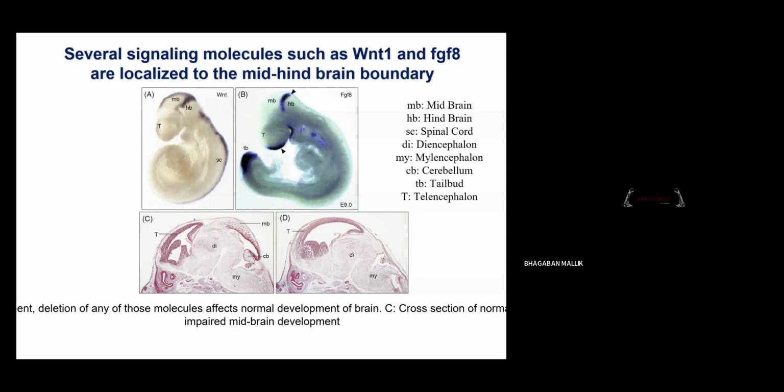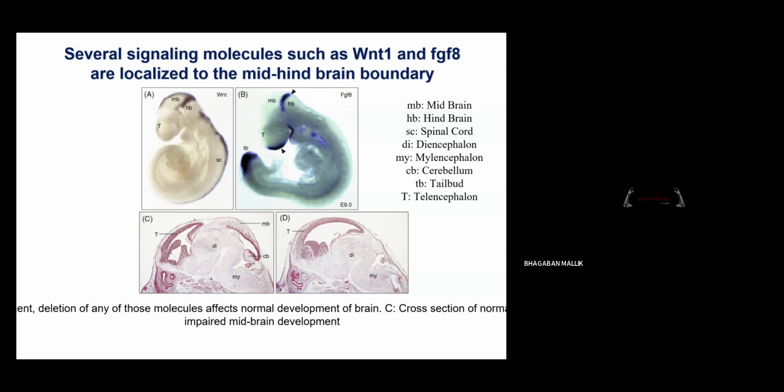So here, when you have loss of Wnt1 in the organizing center, you can see that this is the normal mouse embryo. You have diencephalon, telencephalon, metencephalon, cerebellum and midbrain.